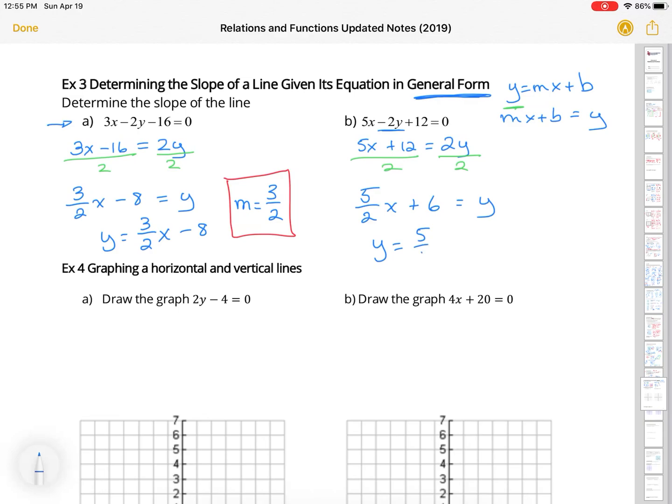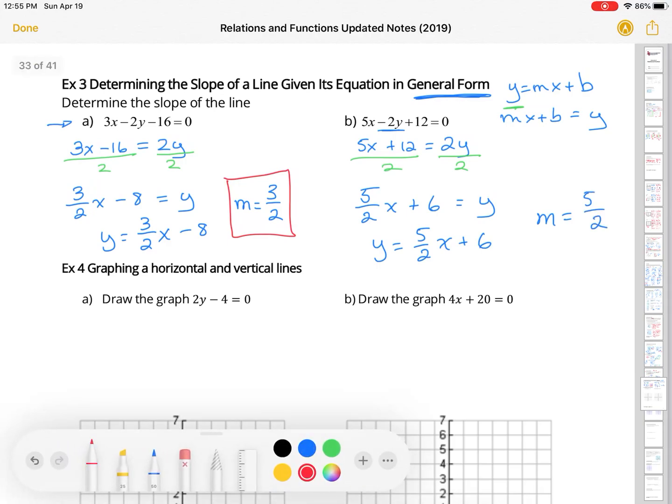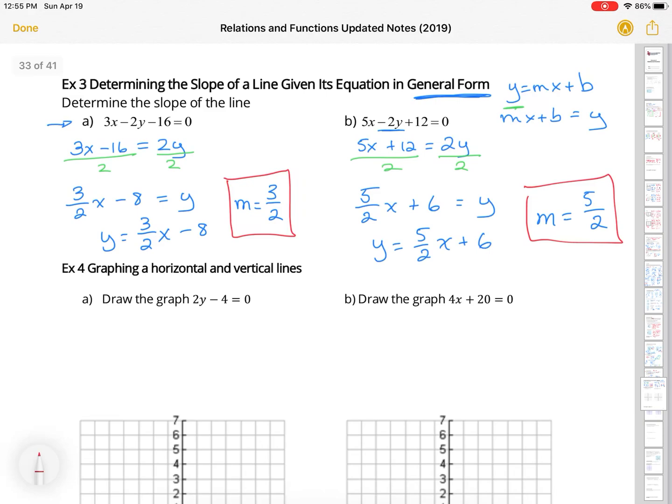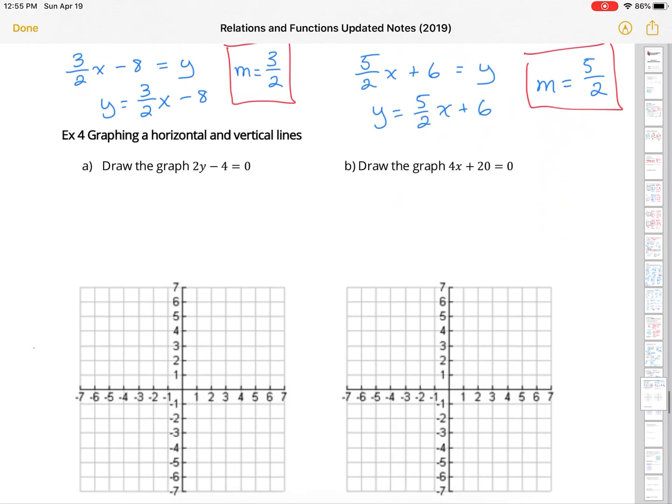And again, you can switch sides if you're more comfortable with that. And from this, I get my slope is equal to 5 over 2. Put that in a nice box because that's what we were looking for. And that'll help your teacher find it. Okay.